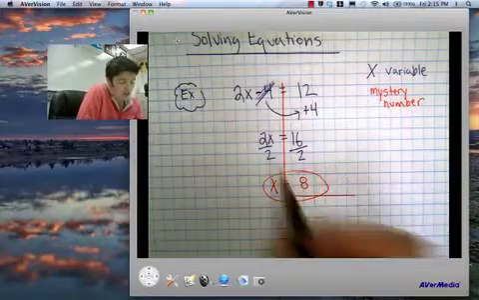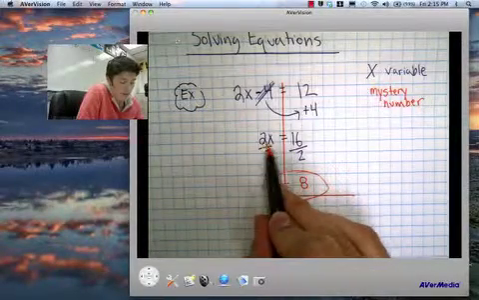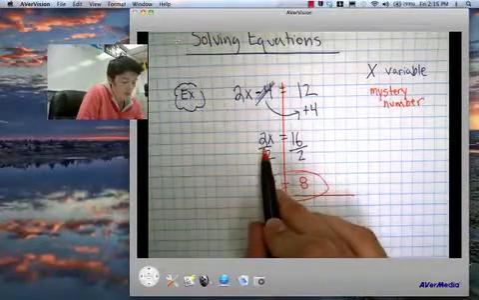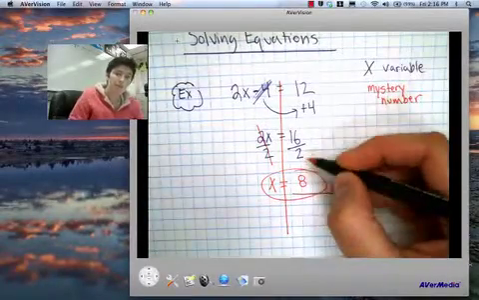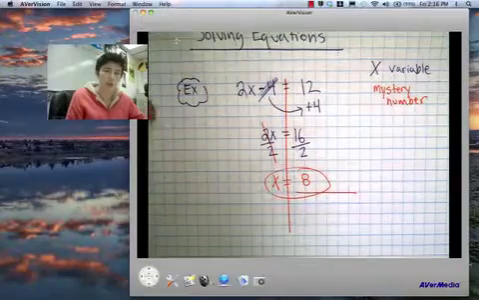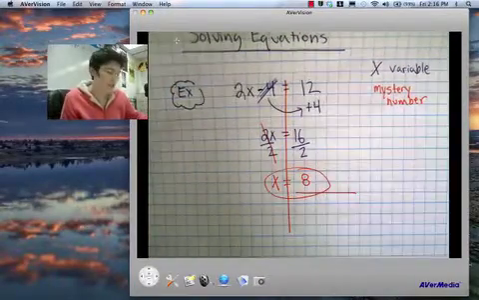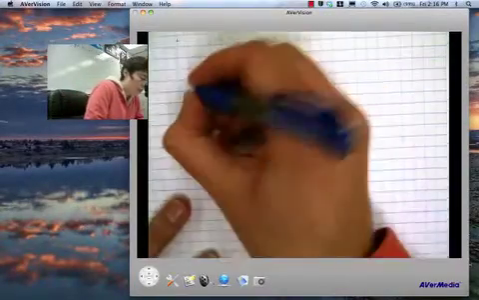So I figured this last step out by 2 times x. I did the opposite. I did 2 divided by 2 to cancel this, and 16 divided by 2. So that's an example of a basic equation. We're going to do a few of these and just practice. So here's another example.